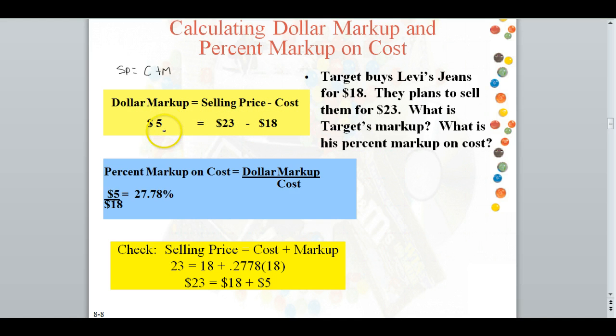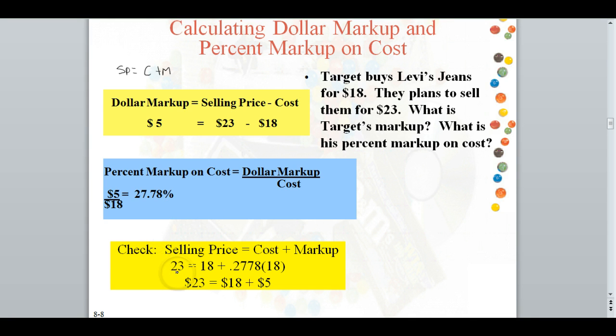That means we had a $5 profit from those. So how much is that in percentage terms? This is dollar terms. Now we want to know what is the percent markup on cost. I think they meant to say what is Target's percent markup on cost. So the percent markup then is the dollar markup, which is our selling price minus our cost, divided by how much it cost us, $18. So 5 divided by 18 is 27, or roughly 28% that we're making on one pair of jeans.